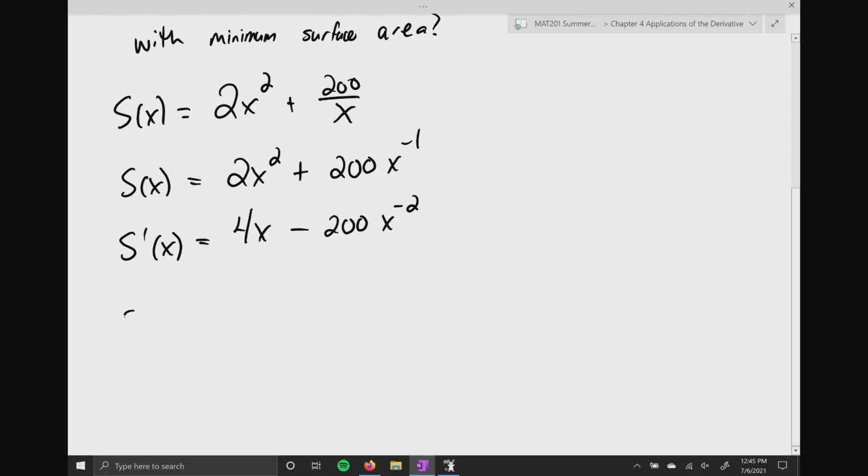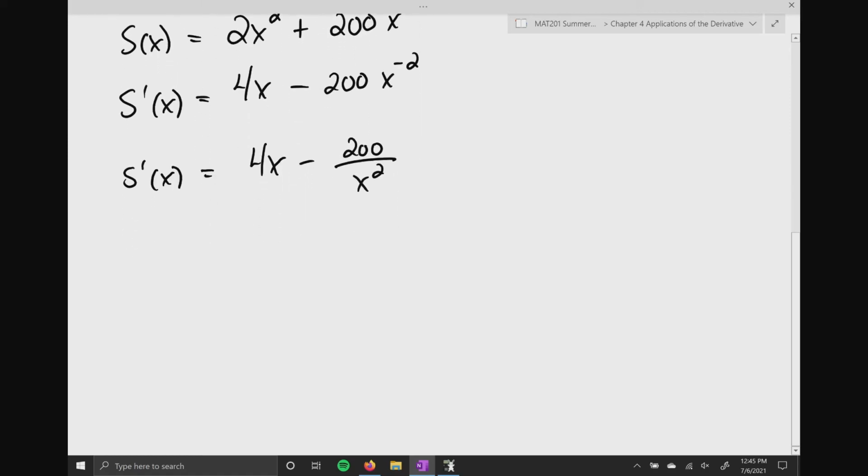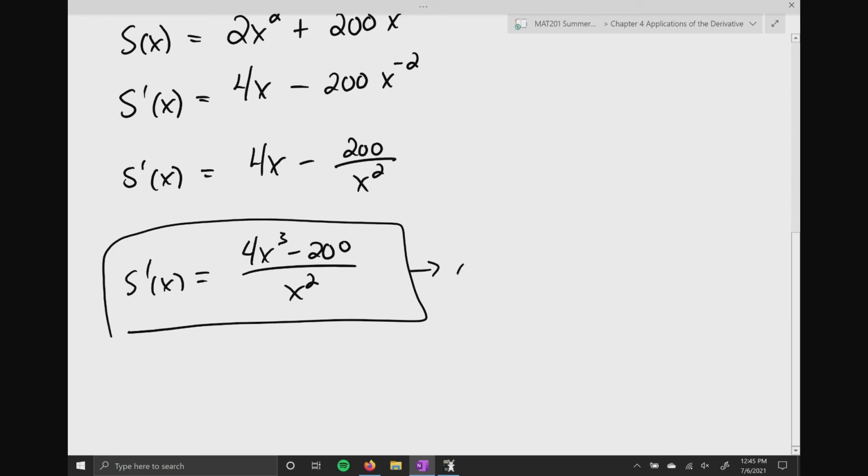Now, I'll just clean this up a little bit. This is going to be 4x minus 200 over x squared. And then finally, if I just want to create one fraction and not have two separate ones, find a common denominator. It's going to be x squared. So this is going to equal 4x cubed minus 200 all over x squared. So this represents my surface area derivative function. Okay?